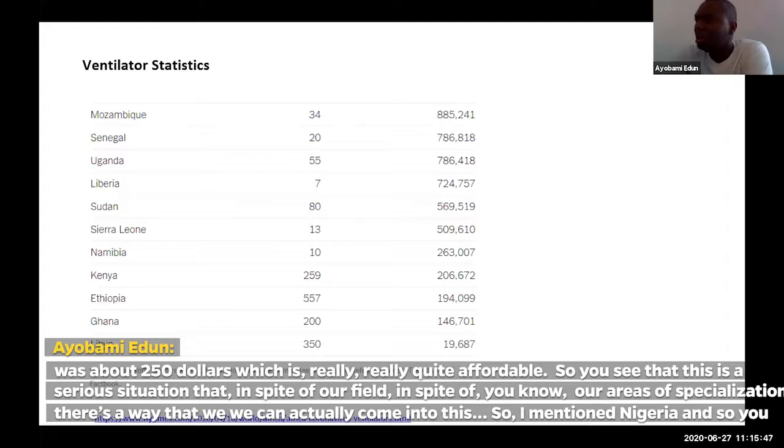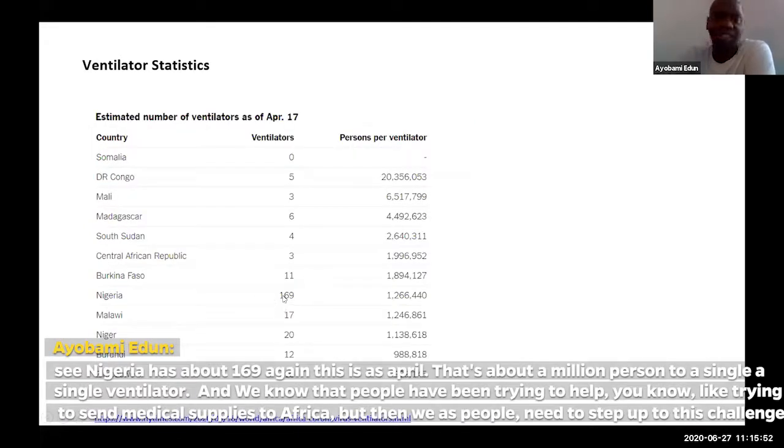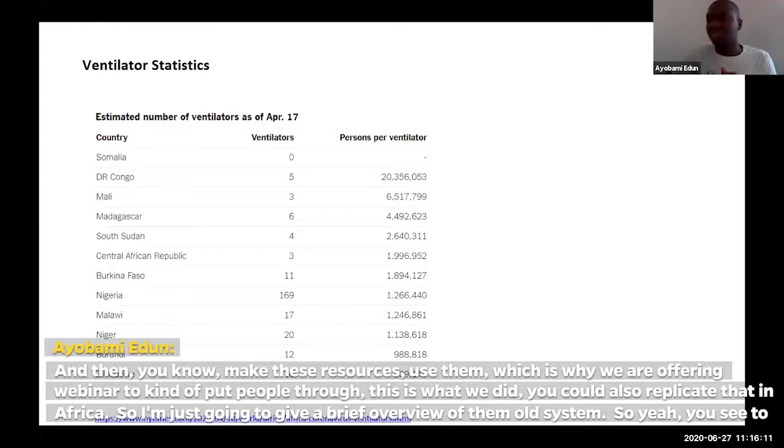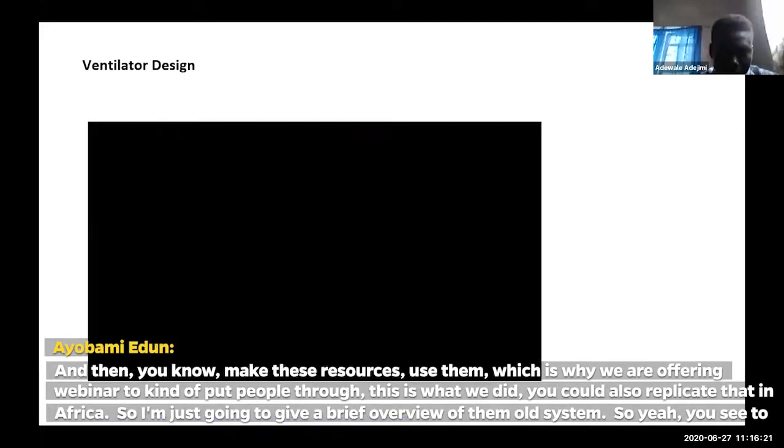I mentioned Nigeria. Nigeria has about 169 ventilators, again as at April. That's about 1 million persons to a single ventilator. We know that people have been trying to help, like Jack Ma, who tried to send medical supplies to Africa. But I think people there also need to step up to this challenge and make these resources and use them, which is why we are offering this webinar to put people through what we did. We could also replicate that there in Africa.